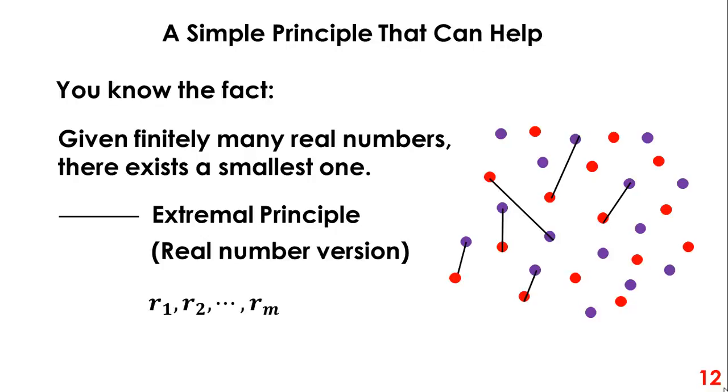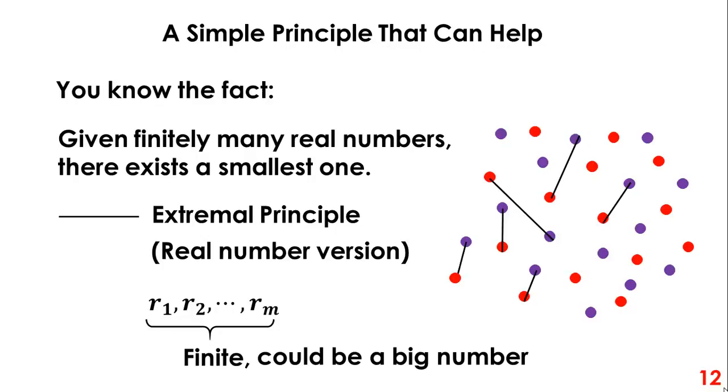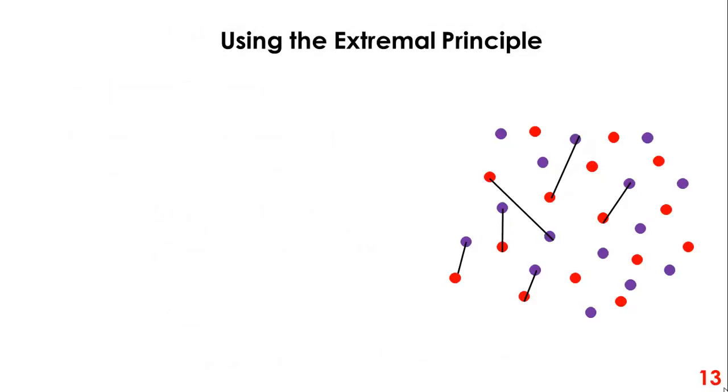Suppose we have n real numbers, R1, R2 through Rn. That's a finite number, and it could be very big, but no matter how big it is, it's finite. So we can apply this extremal principle, the real number version. So the next step, let's use this extremal principle to solve this problem.